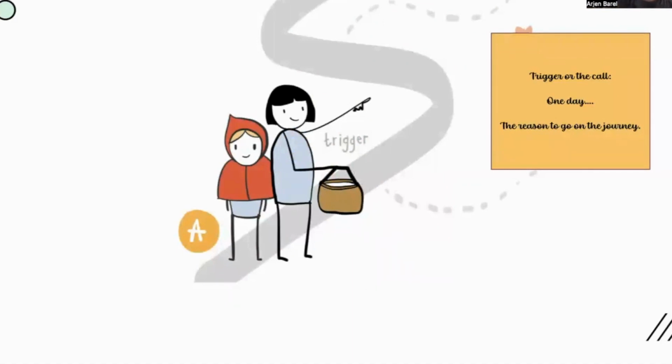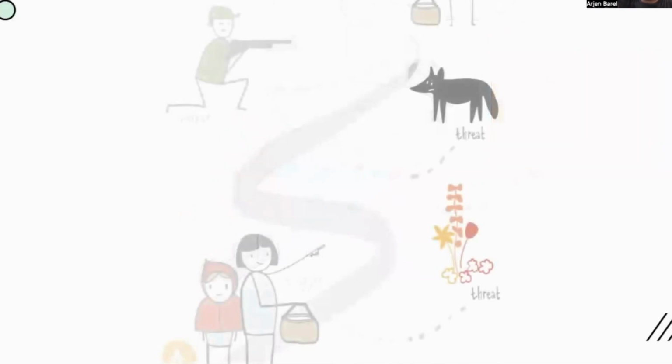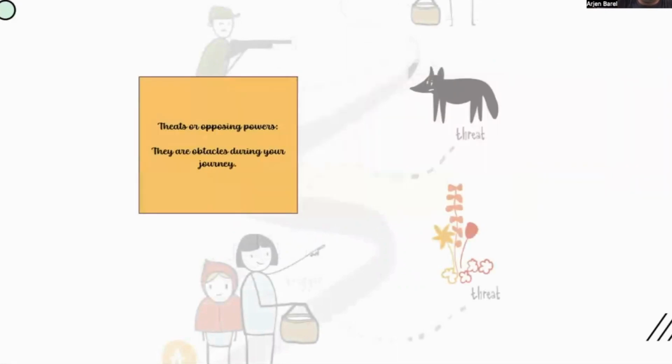Okay. Let's go to the next elements in the story, and this is what we call the threats and the helpers, or the opposing and the helping powers, or supporting powers, whatever you want to call them. So let's first take a look at the threats. The wolf and the flowers. The flowers are the reason for Little Red Riding Hood to go off the path. And her mother said, don't go off the path. So this is the first obstacle. But the main obstacle is, of course, the wolf.